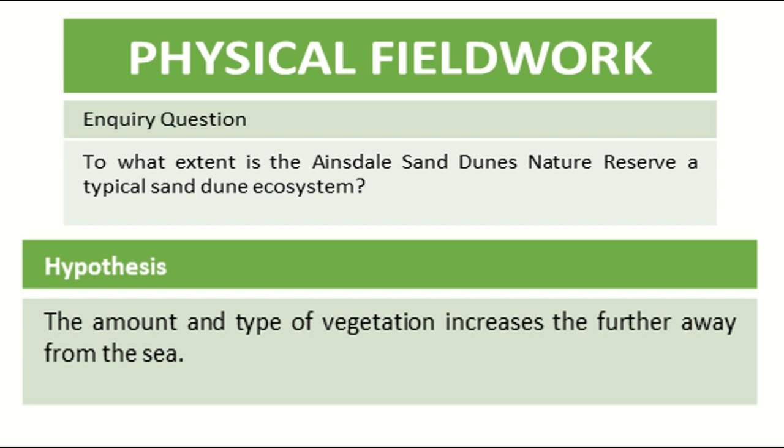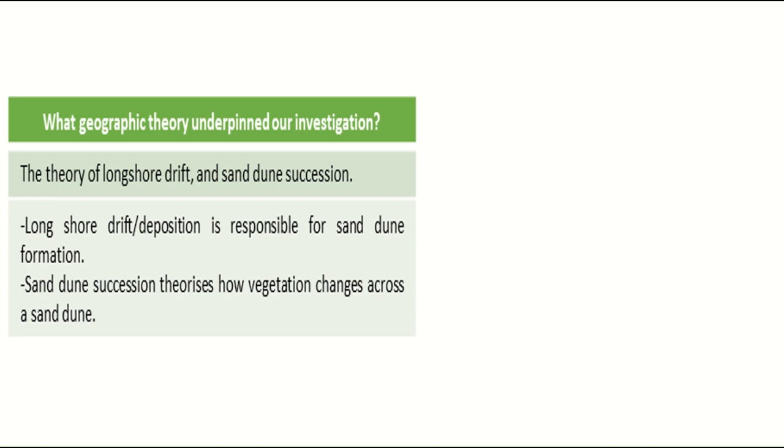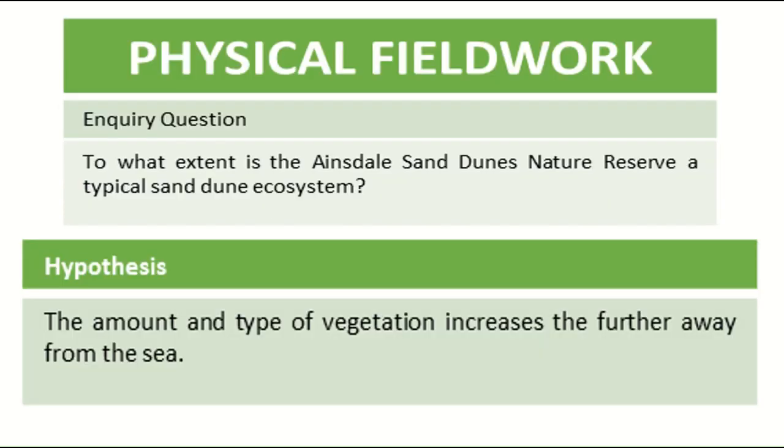Now, what we're trying to prove is that Ainsdale Sand Dune is a typical sand dune ecosystem. And the hypothesis that we came up with was that the amount and type of vegetation increases the further away from the sea. So the further away we go from the sea, in theory, should lead to the increasing amount of vegetation and the amount of biodiversity as well, the number of different species of plants and animals. And we'll go through that as we go through the video.